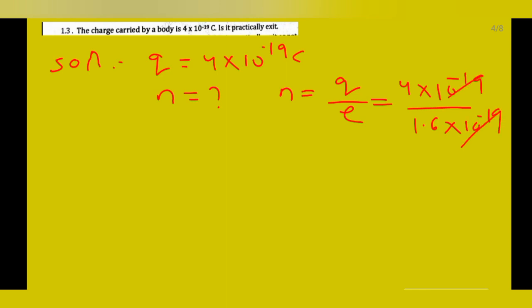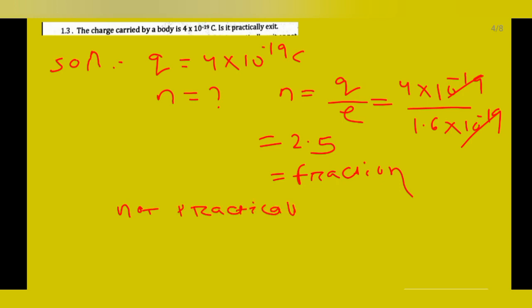So this will get cancelled, and if we divide 4 by 1.6, it will be 2.5, which is a fraction. So you should know the number of electrons cannot be a fraction. So this charge does not practically exist. Is it clear? Because the number of electrons is a fraction. So now we will come to the next question.